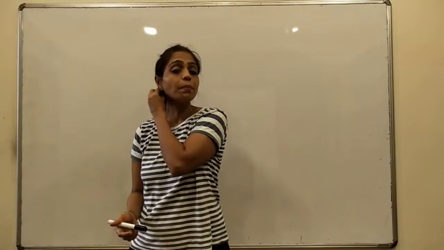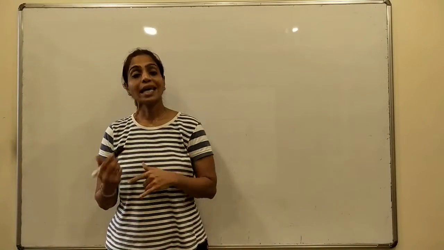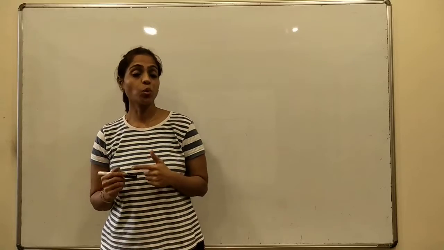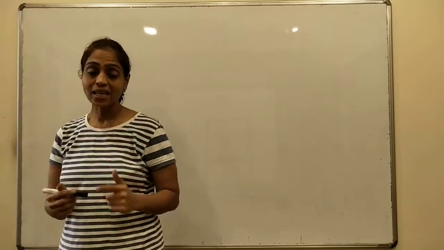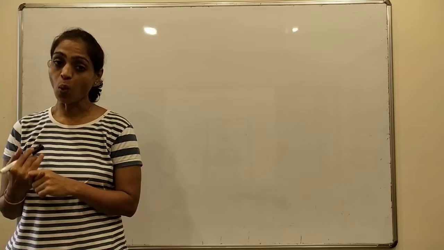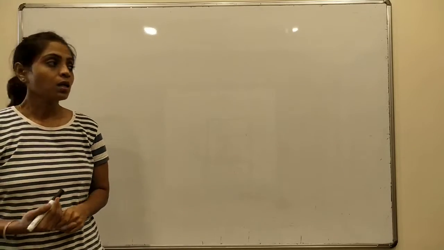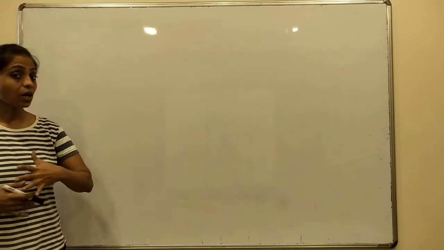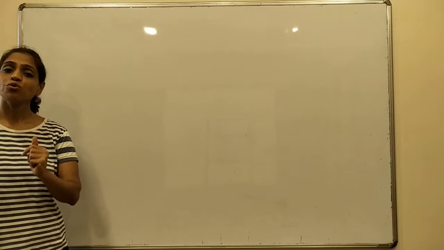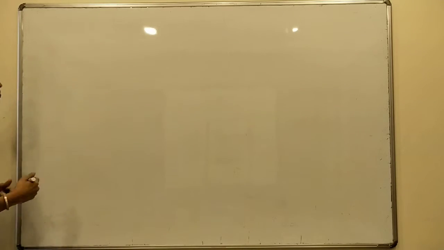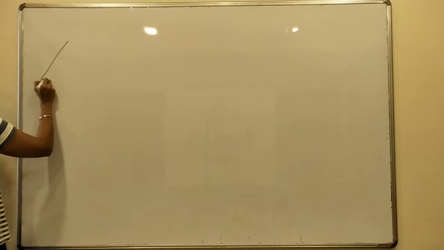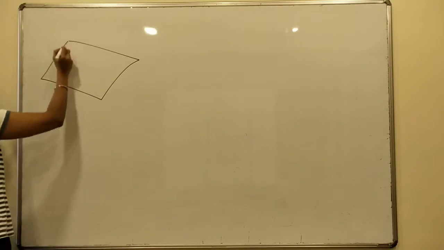Now the second part of the chapter, area and perimeter. Now we will look at area and perimeter of quadrilateral. Quadrilateral means a closed figure having four sides. Okay. Now the quadrilateral, any random shape.